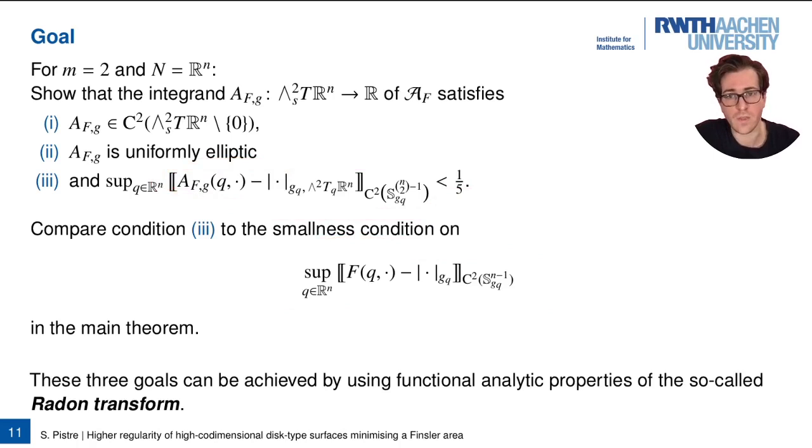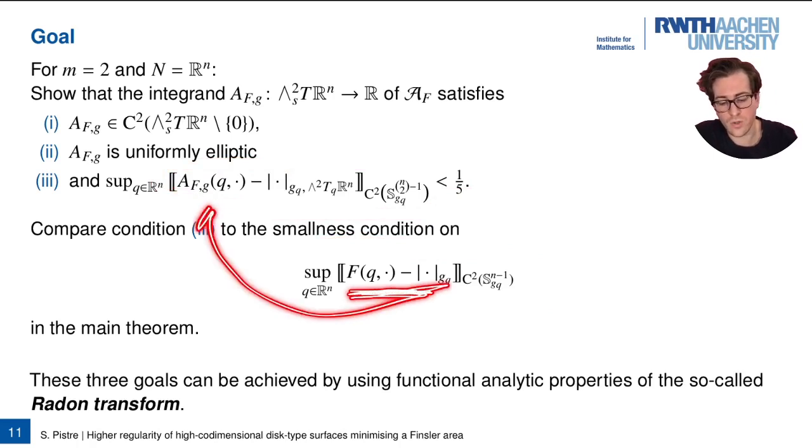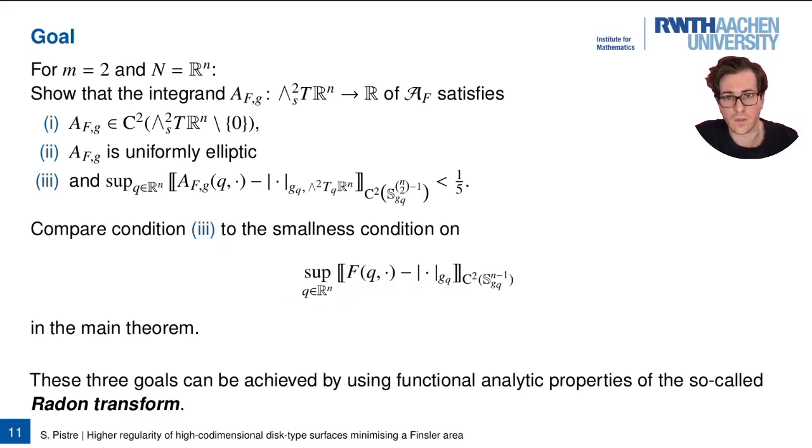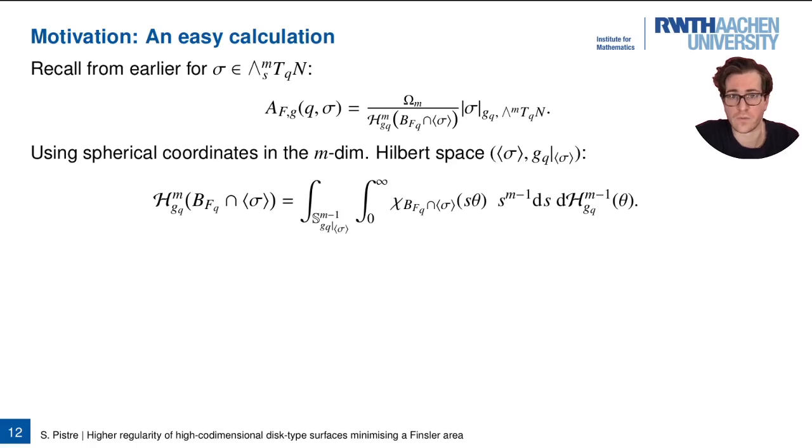And similarly to the existence result we saw in the first lecture, you can translate conditions on the Finsler norm to the corresponding area integrand. Okay, so that's what we're going to do now. And we were going to do this by means of the Radon transform. And to introduce this, let me make a motivation or a calculation for our integrand here.